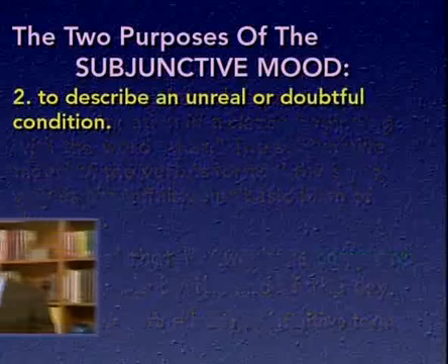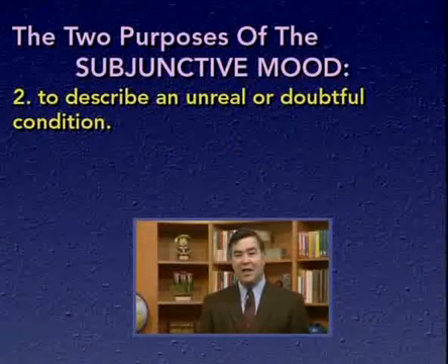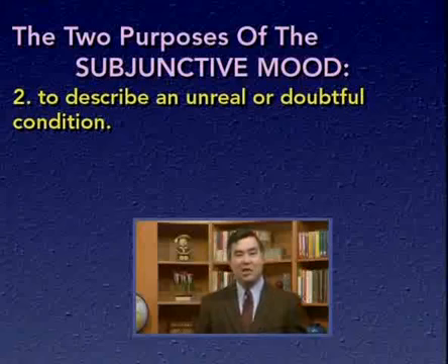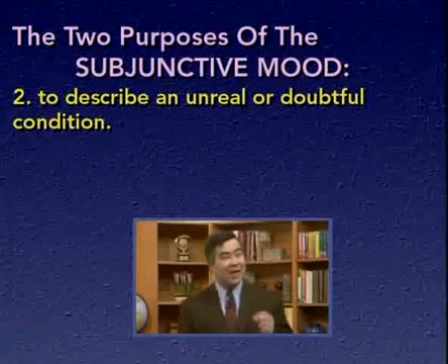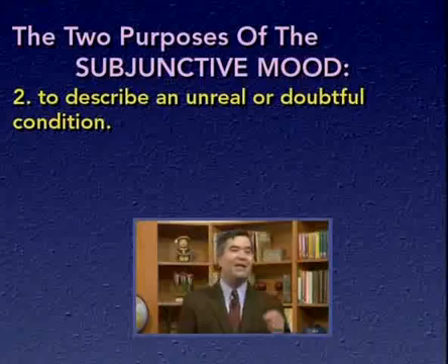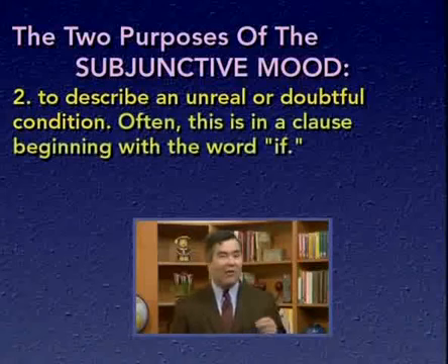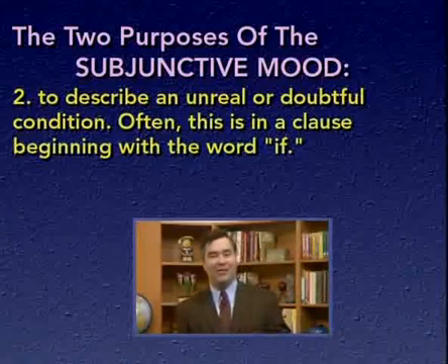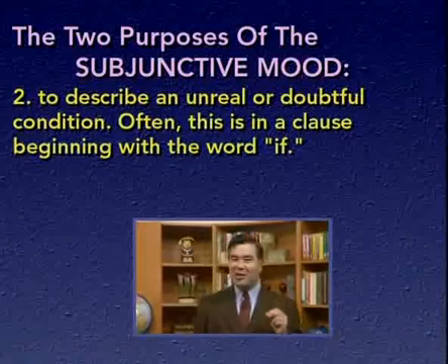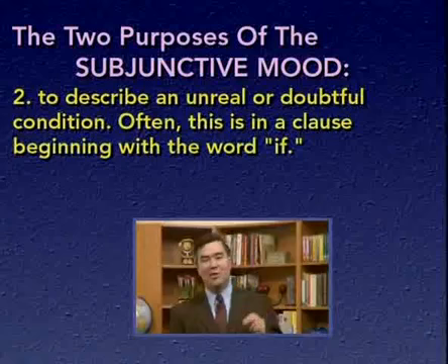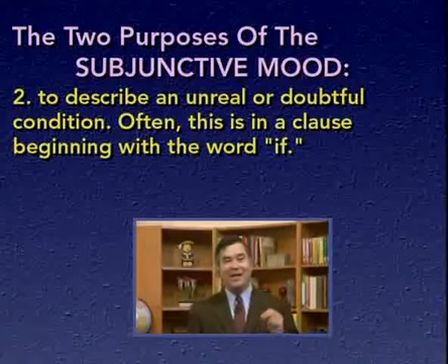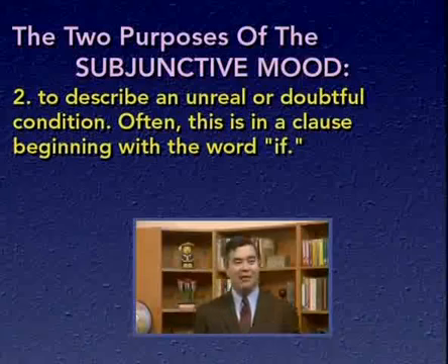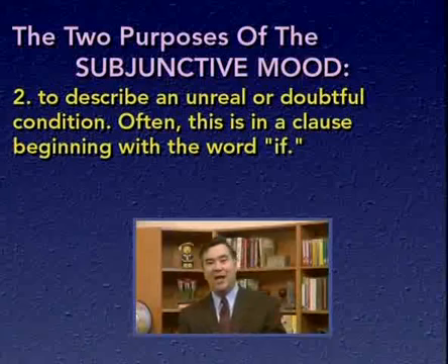Now, the second way in which the subjunctive mood is used is to describe an unreal or doubtful condition. In other words, to describe something that isn't true or is unlikely to be true. Very often, although not always, this is in a clause beginning with the word if. Now, there are 2 possible ways to form the subjunctive mood of the verb under these conditions, when we're describing an unreal or doubtful condition. Here are the 2 ways.